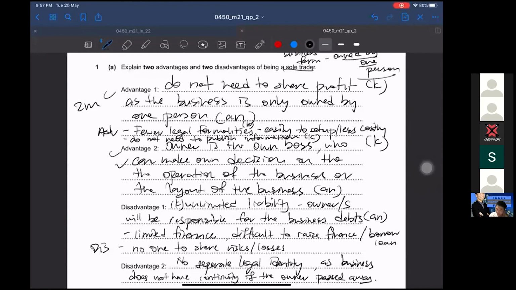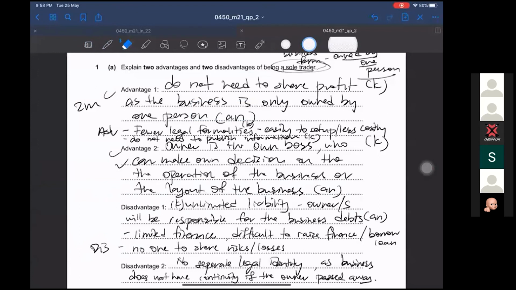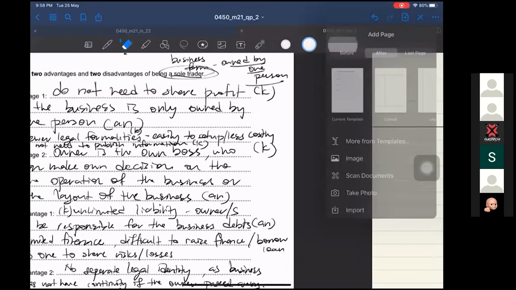So these are all the advantages and disadvantages of being a sole trader. Now I will give you some tips for when they ask about business form. Business form means they ask you for a comparison between a sole trader, partnership, public limited and private limited. What are the points that you can use? Here we have several factors you can consider.